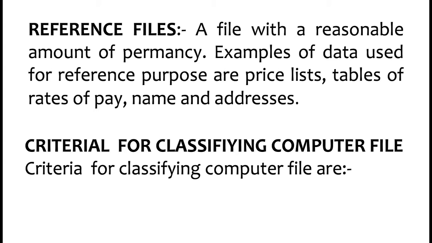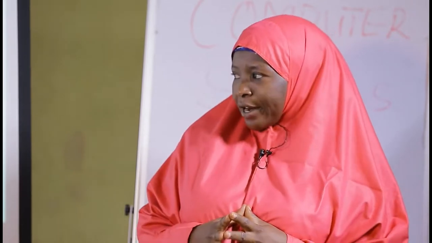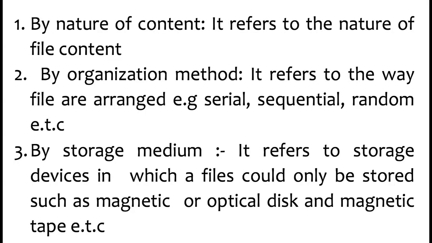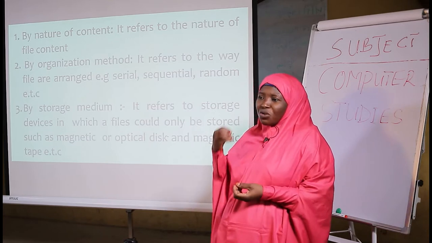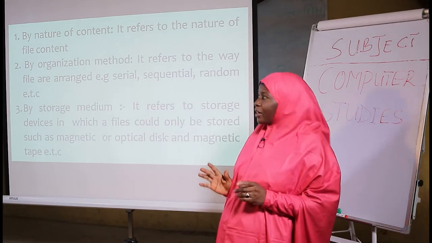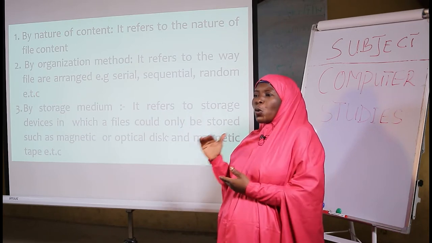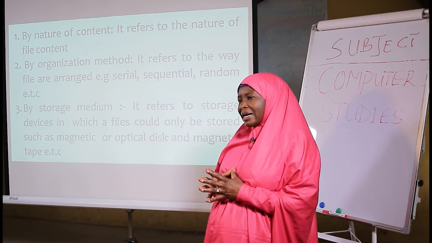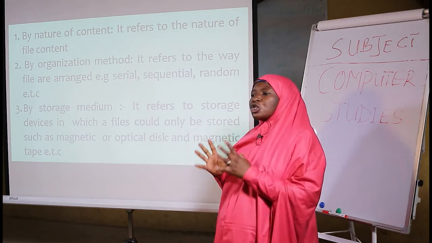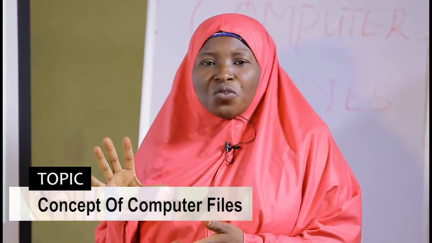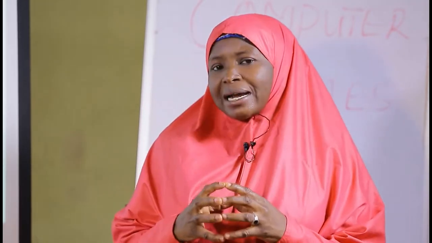Criteria for classifying computer files. There are different criteria which we use to classify a file. Criteria for classifying computer files are: 1, by nature of contents. What is the nature of the content of this file? We can use it to classify the file. It refers to the nature of the file content. Take, for example, the student's file. We can classify it under the school database academic record because it consists of all students' records, like the student's name, the admission number, student's age, student's sex, exam scores. All this refers to the student's records. So for that, it can be put under the school database academic record.